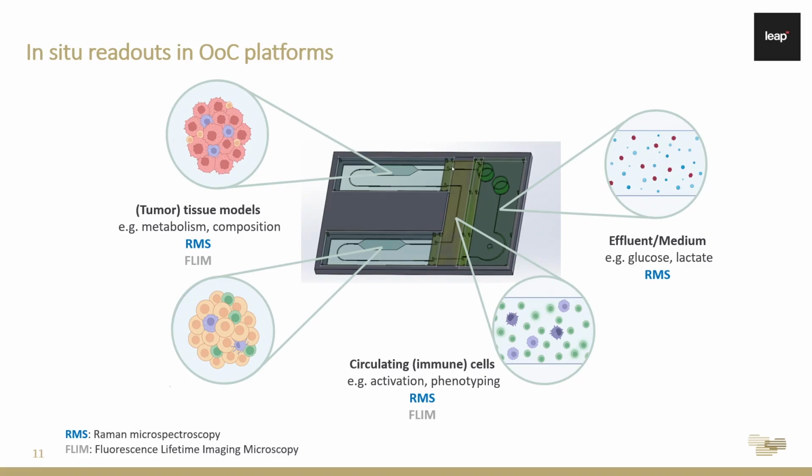We can not only look at the tissue models, which can be a tumor tissue, but also any other type of tissue. But what we are also capable to do with that technology is to look on the one side on circulating immune cells or other cell types to target their activation and phenotypes in situ, so that can be done directly on the platform. And we can also just look at the effluent to see whether, for example, lactate or glucose levels are changing over culture time.